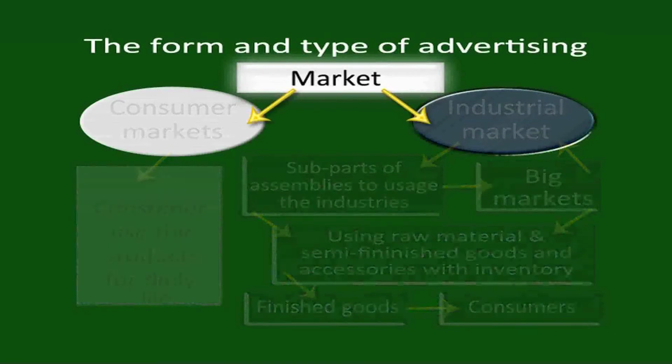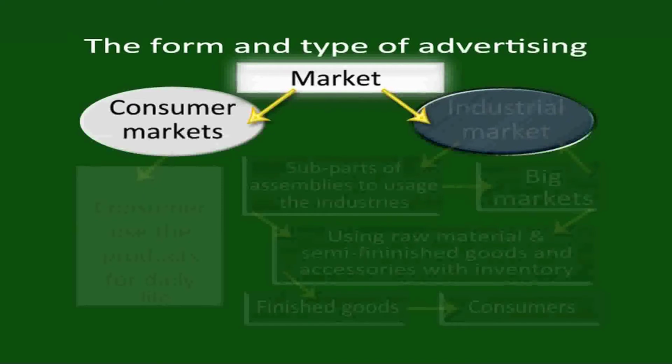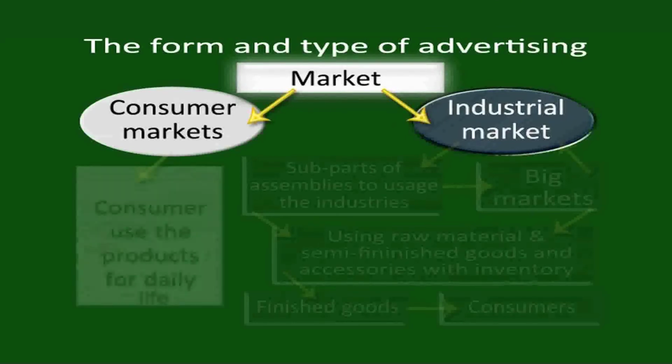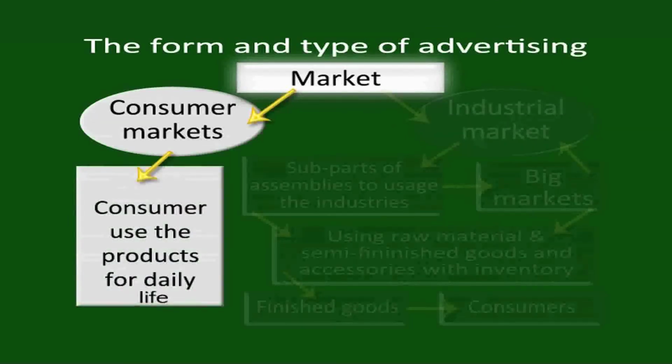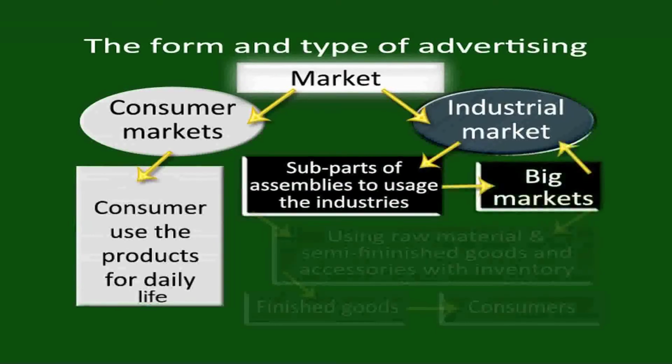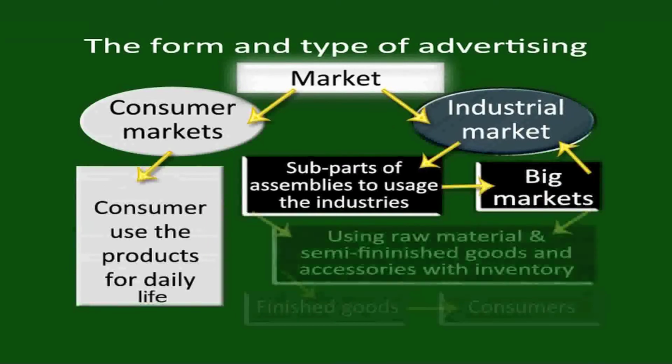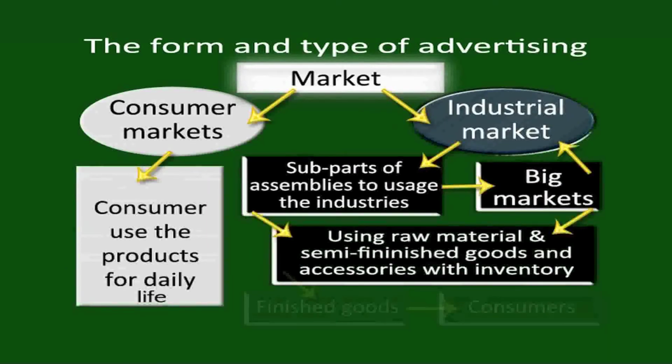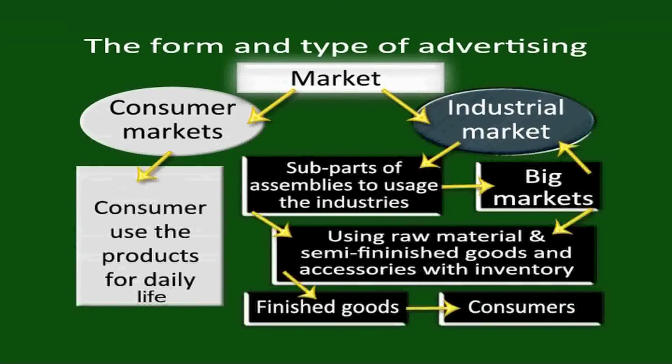The total market consists of two aspects. You have consumer markets and industrial markets. Here we have shown in this model that the total market of the business is divided into two aspects. The consumer markets are those where consumers use the products in their daily life, but the industrial markets are those where sub parts and assemblies are taken to the industries for usage. And this is a very big market, where the industries use raw material, semi-finished goods and other accessories as inventory to build up the finished goods, and then these goods are assembled to give to the final consumers.